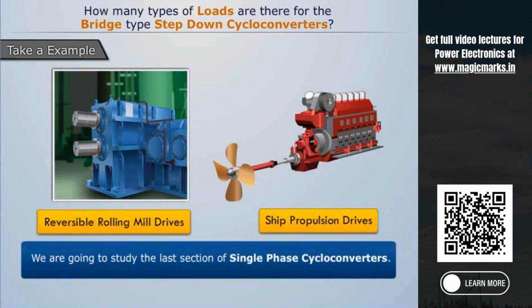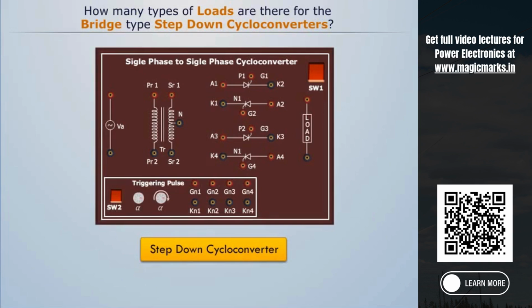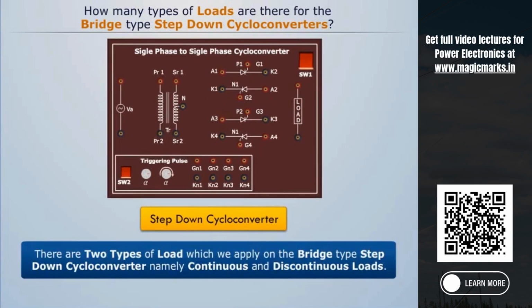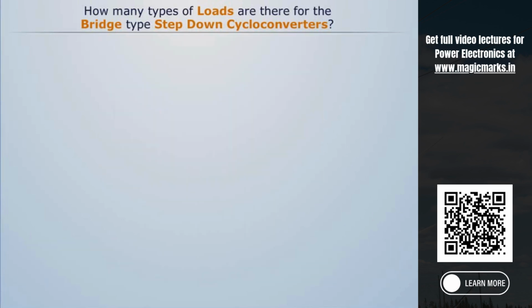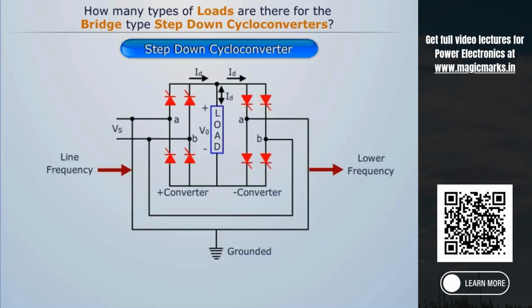Here we're going to study the last section of single-phase cycloconverters. That is a step-down cycloconverter with bridge-type construction. There are two types of loads which we apply on the bridge-type step-down cycloconverter, namely continuous and discontinuous loads. Here we'll focus on the step-down cycloconverter. It converts the incoming line frequency to a lower frequency by the use of SCRs.